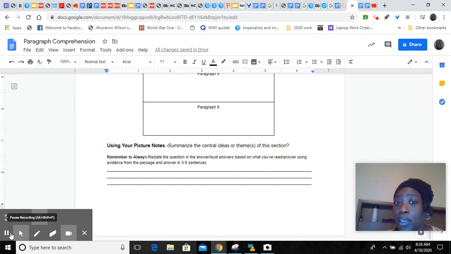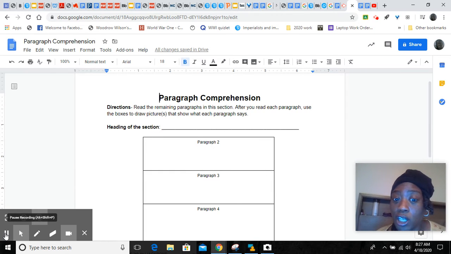Now, it's actually going to end up being about 6 sentences because you have 5 paragraphs up there to explain. So you're going to use your picture notes and put them into words, and that's going to summarize the central theme or idea of this selection. Okay? But first, let's look at paragraph 2 and see what you can draw for that.